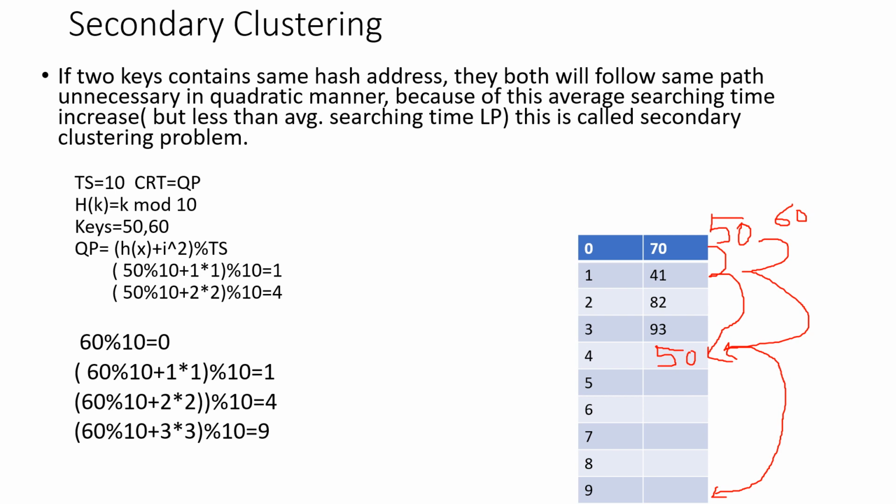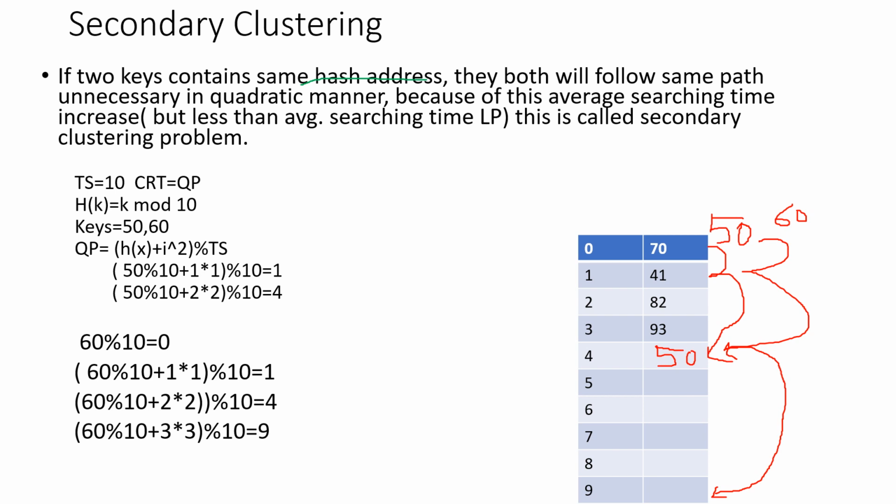Right? So here also it's the same thing. If two keys contain the same starting address, they both will follow the same path unnecessarily, in a quadratic manner also. So why is it called secondary clustering? Because the same problem is here also, but previously it was primary clustering. Here you will see the secondary clustering problem.